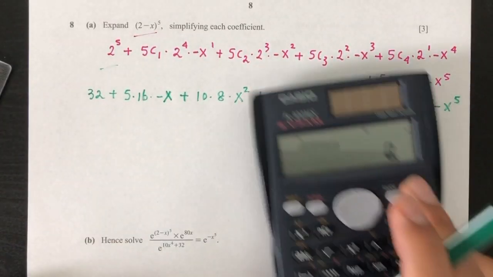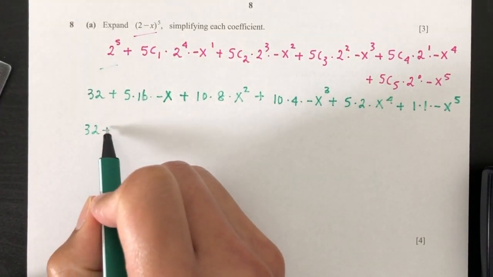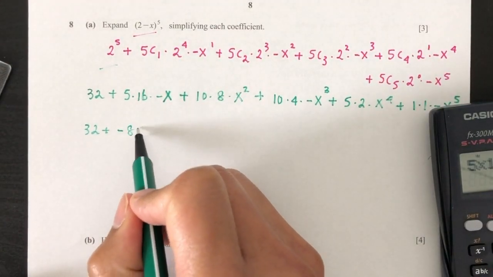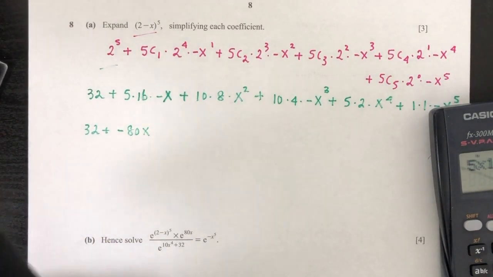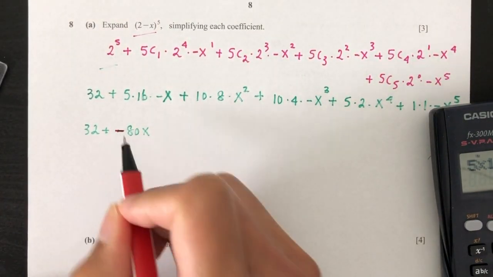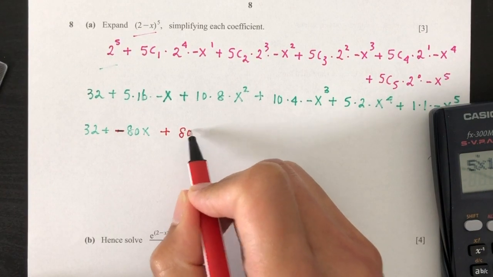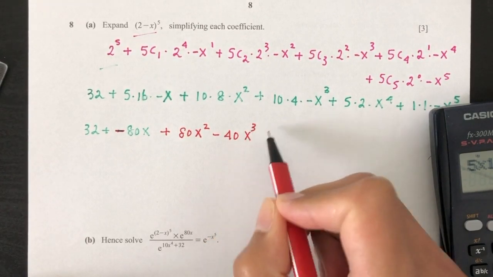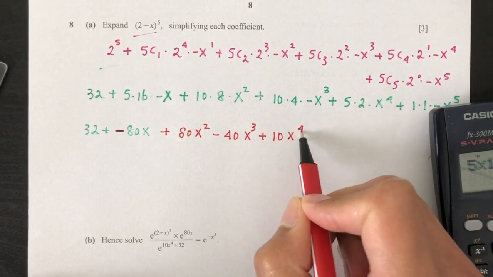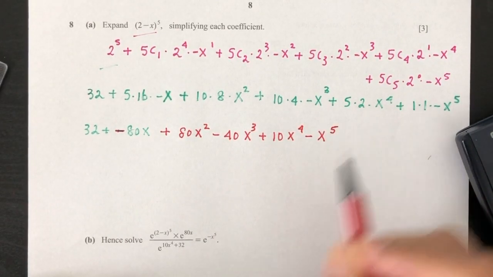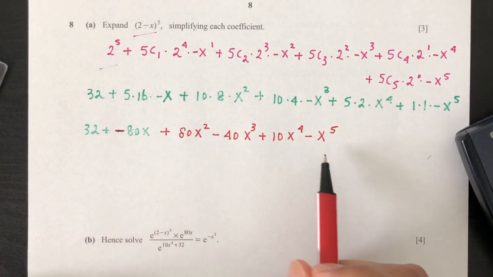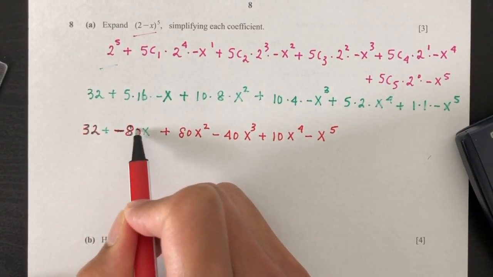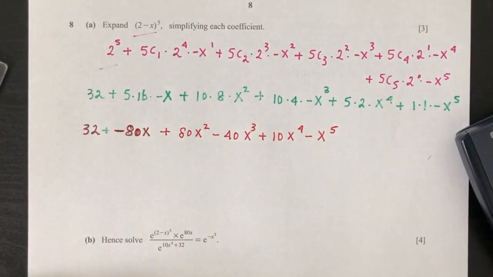So the first term is 32, plus 5 times 16, that will be 80. That will be minus 80x. Then we have plus 80x squared. Then we have minus 40x cubed plus 10x power 4, and we have minus x power 5. So this will be the expansion of this in its simplest form. This is 32 minus 80x. Okay, this will be that expansion.